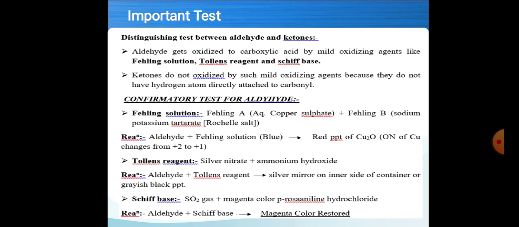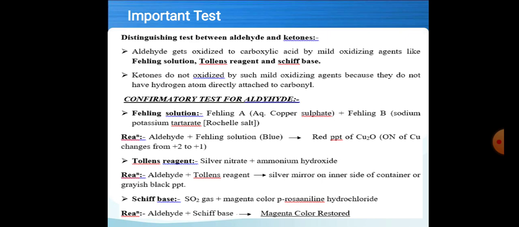Then second test is the Tollens reagent. Tollens reagent is the silver nitrate and ammonium hydroxide. When aldehyde reacts with the Tollens reagent, that gives silver mirror on inner side of container or grayish black ppt is obtained. The silver mirror test indicates presence of aldehyde.